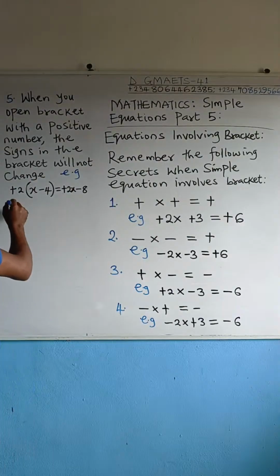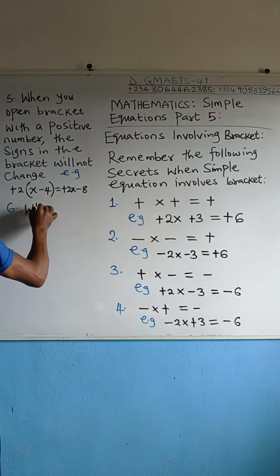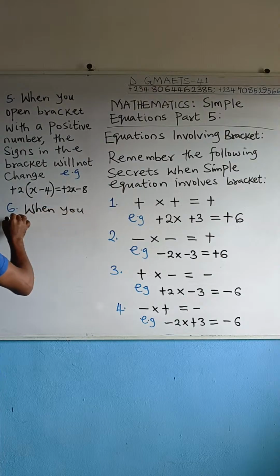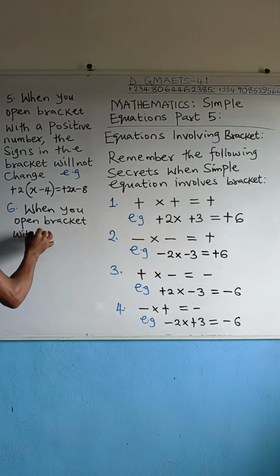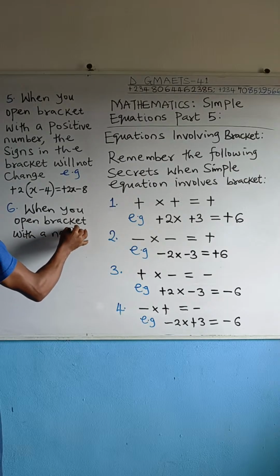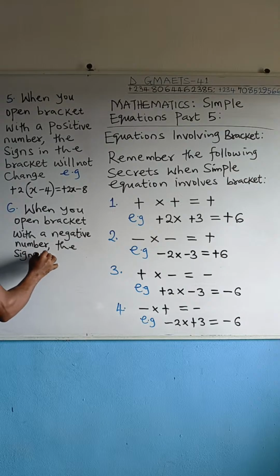Finally, number 6. When you open bracket with a negative number, the signs in the bracket will change.